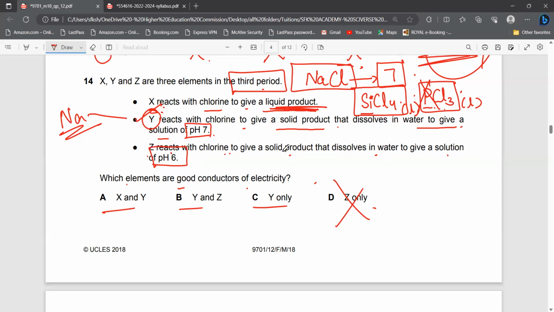What about Z? Z reacts with chlorine to give a solid product, and it dissolves to give a pH of approximately 6. pH 6 है ना? pH 6 किसका होता है पता है? कौन से सॉलिड का होता है? 6 के करीब करीब सबसे जो है वो है मैग्नीशियम का pH। मैग्नीशियम क्लोराइड जो होता है वो आयोनिक सॉलिड तो होता है, but with some covalent character. Okay, ionic solid with some covalent character.